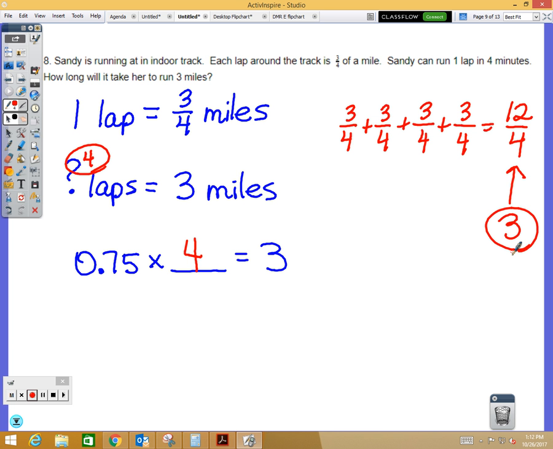Now, she's going around the track 4 times, and each time she goes around the track, it takes 4 minutes. So how many minutes total did it take her? I'll say that again. She went around the track 4 times, 4 laps. 1 lap equals 4 minutes. So how many minutes did it take her total to go around the track? 16 minutes.